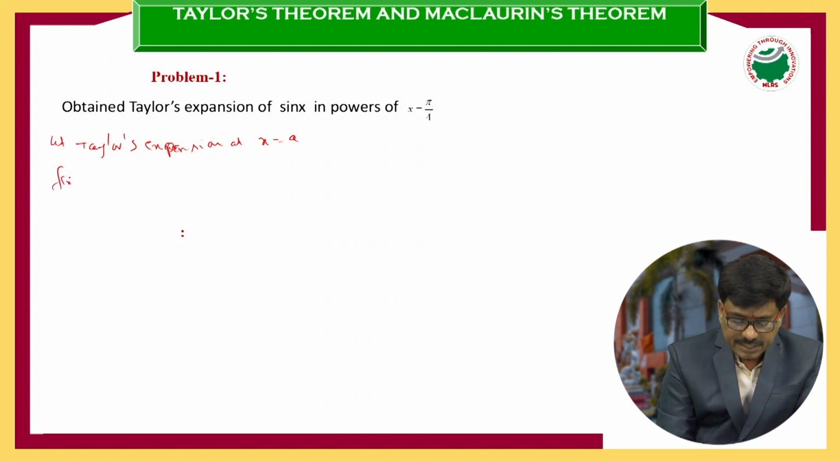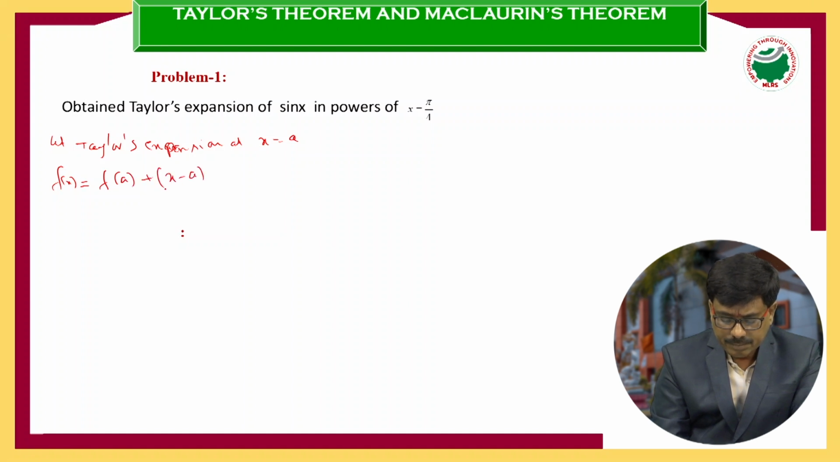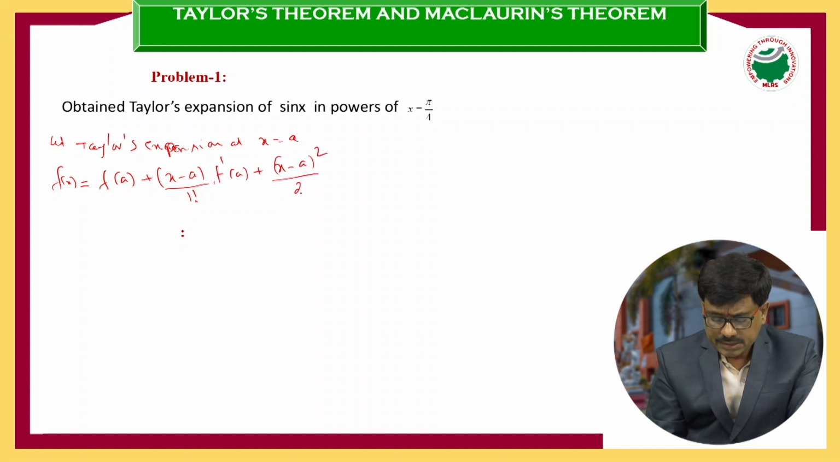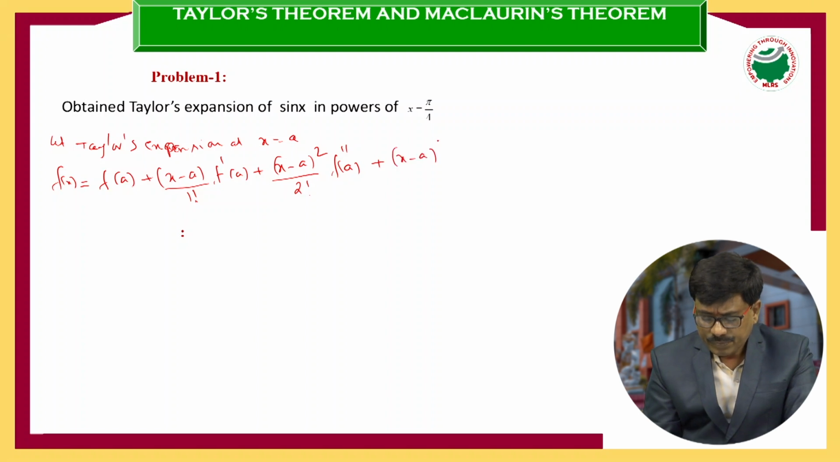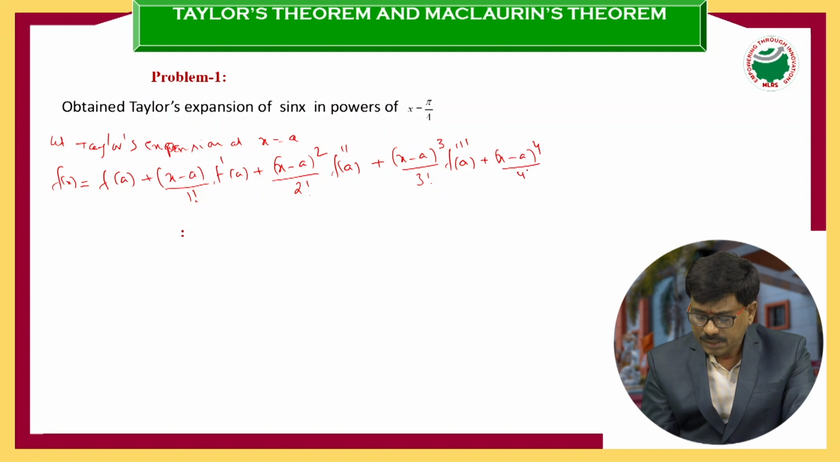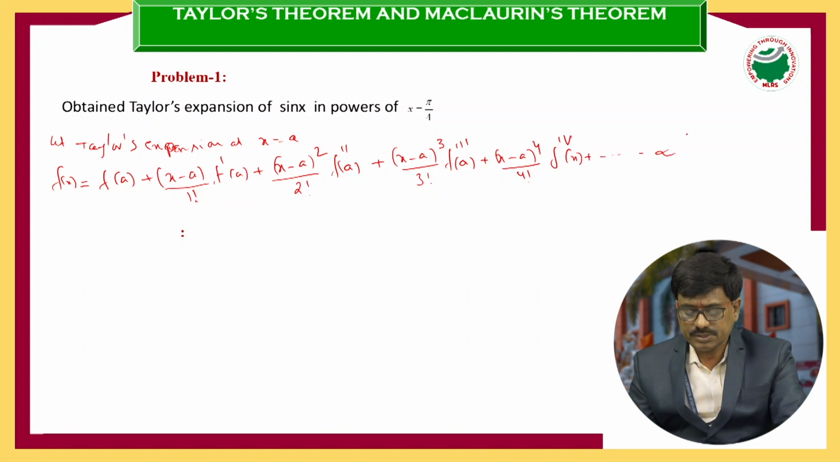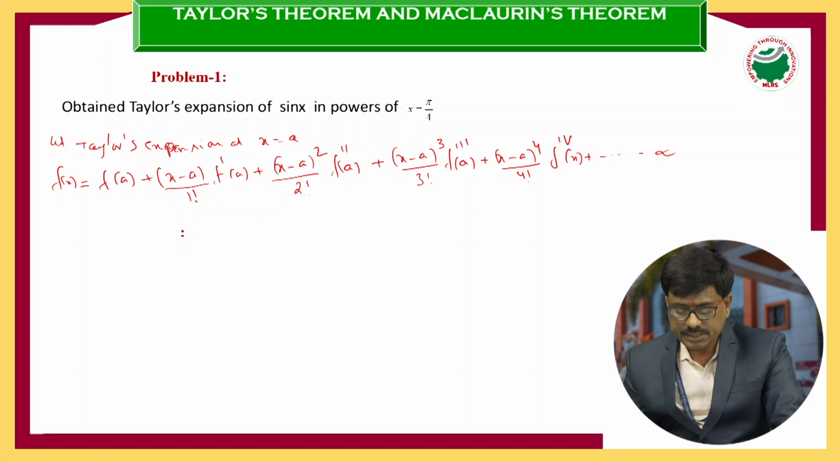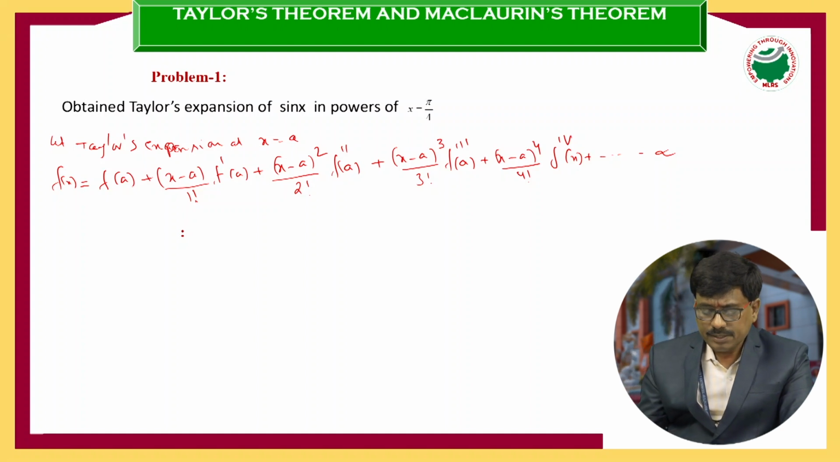f of x equals f of a plus (x minus a) by 1 factorial into f dash of a plus (x minus a) whole square by 2 factorial into f double dash of a plus (x minus a) whole cube by 3 factorial into f triple dash of a plus (x minus a) whole power 4 by 4 factorial into the fourth derivative of f at a plus so on up to infinity. This is the Taylor's expansion at the particular point, here x equal to pi by 4.